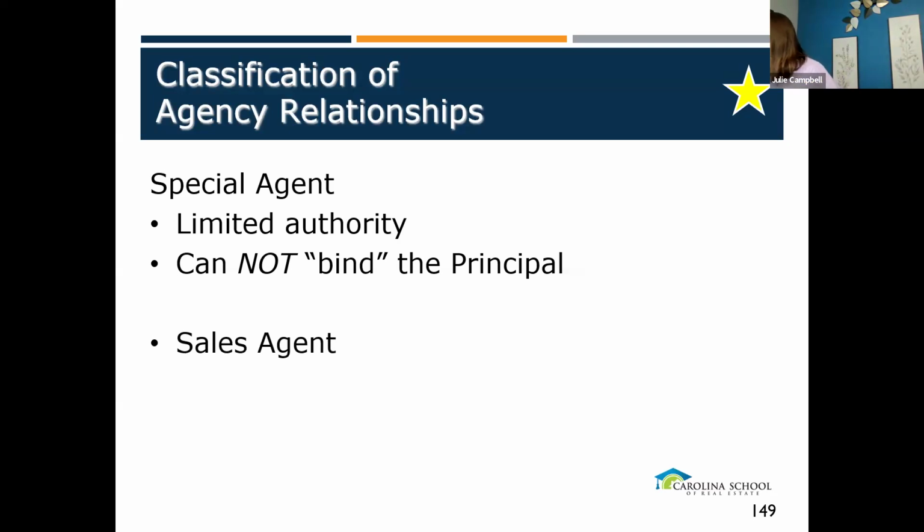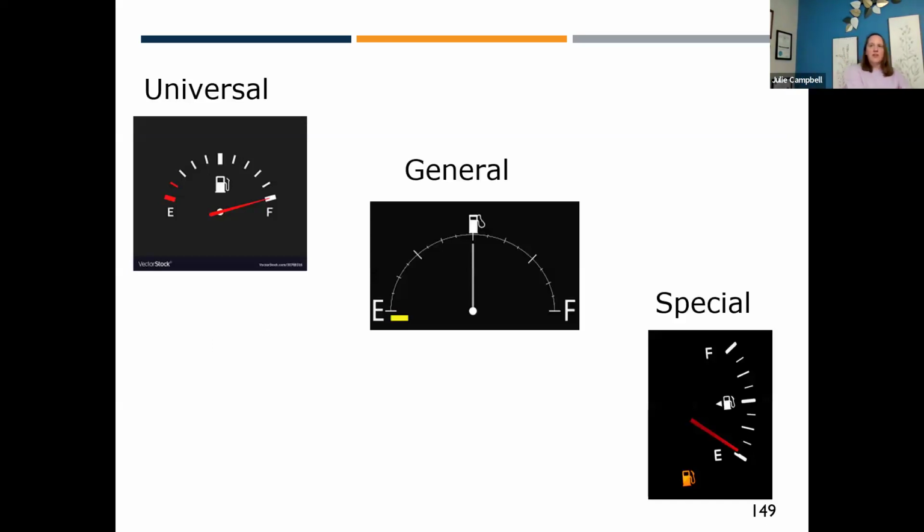You've got examples of the general agent and the special agent. Most of us on this call, I imagine, are going into residential sales. Remember what we've been saying all along, you guys. We are fact finders. I'm not here to tell you what decision to make and how to buy this house. My job is to provide you the information so you can make an informed decision. And if we were to put our classification of agency into pictures, the universal is filled up. The general has some power. The special agent is down there on E, no power whatsoever. Questions on these?